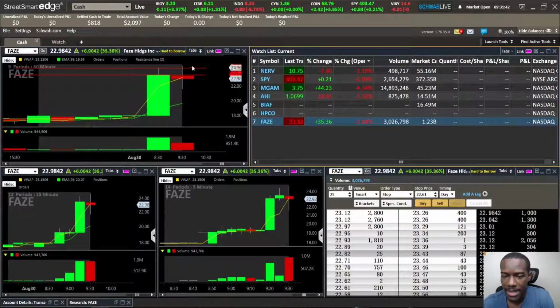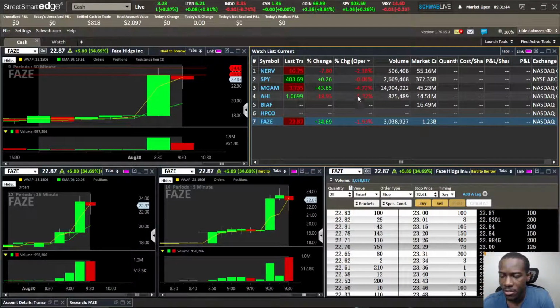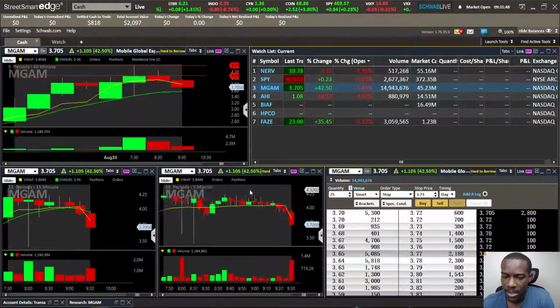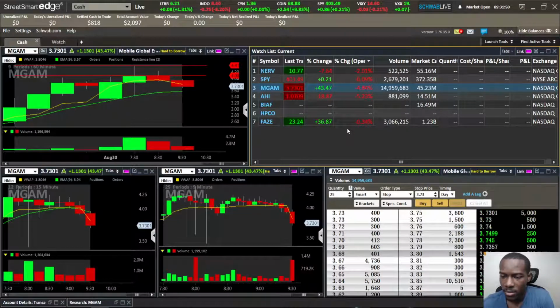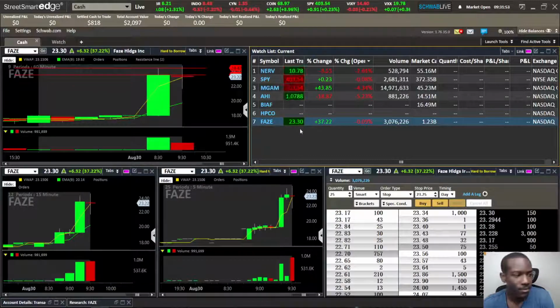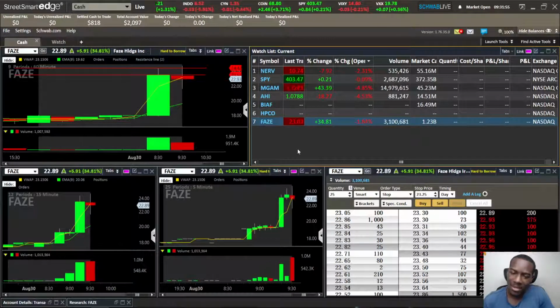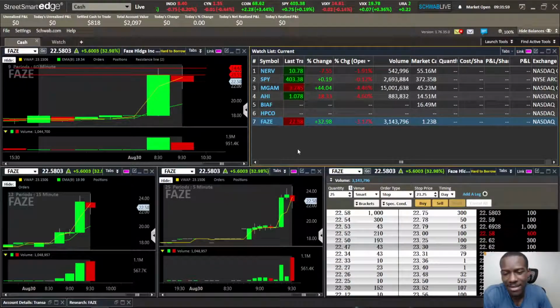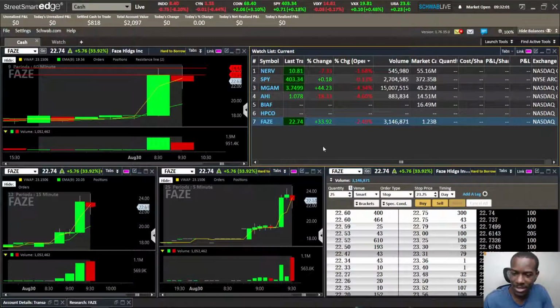Trying to get there, but not able to get back in that range. Let me jump over here to MGAM. MGAM going down more and more as well. And this is what I was talking about, Donnell. The day after you get a hot day, sometimes it's just like, bro, the next day they're just trying to take profit back. That's it.